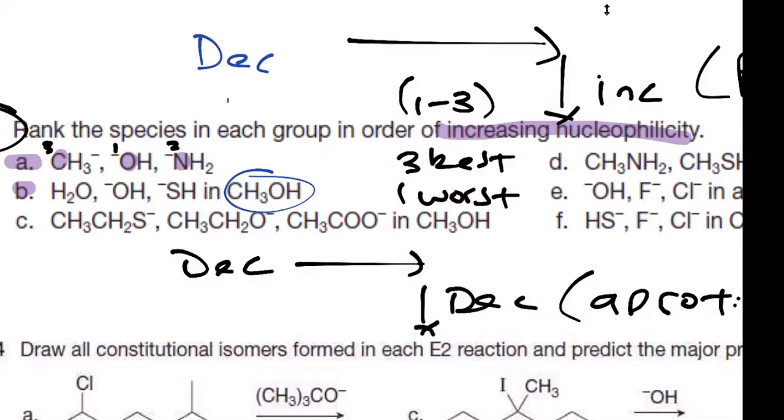How the protons in the solvent kind of hydrogen bond or surround the nucleophile and interact with its lone pairs. And so in a protic solvent, the bigger the nucleophile, the more nucleophilic it is. So what do you think here?